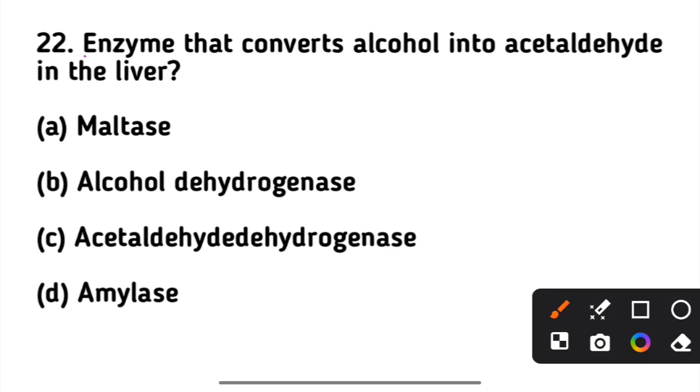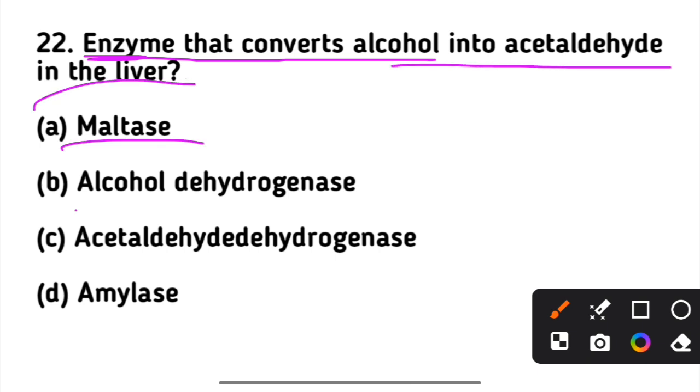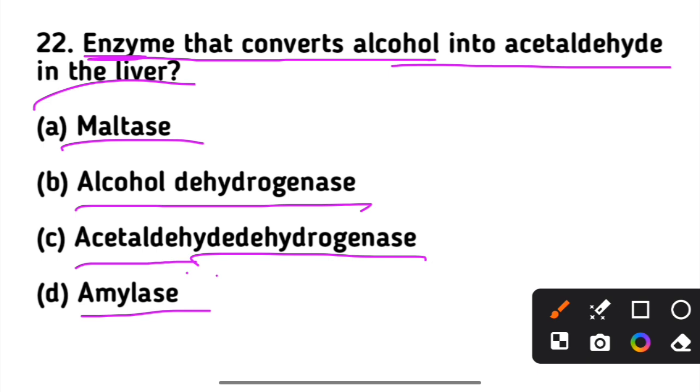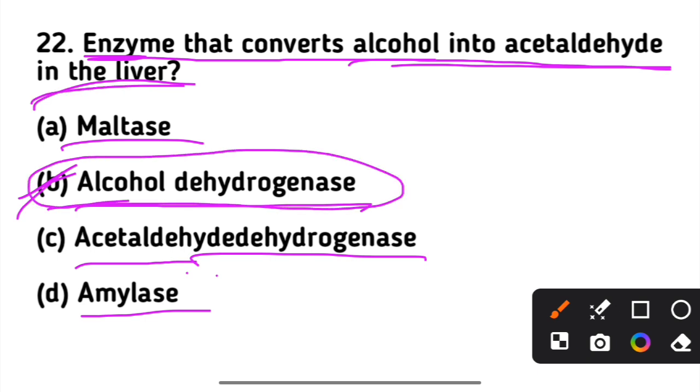Next, enzyme that converts alcohol into acetaldehyde in the liver. Options are maltase, alcohol dehydrogenase, acetaldehyde dehydrogenase, and amylase. Option B is correct. Enzyme that converts alcohol into acetaldehyde in the liver is alcohol dehydrogenase.